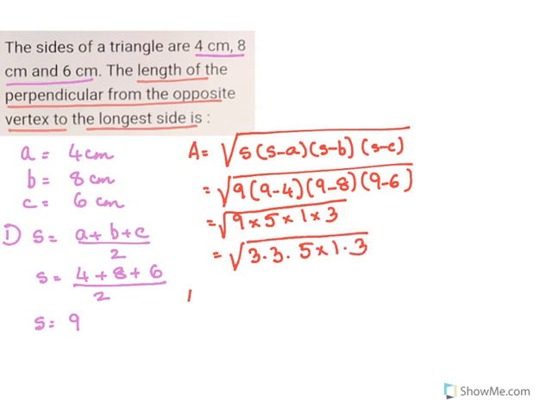Now it's time to make groups. So area: a group of 3 3 will come out as 3. What remains inside is 5 and 3, which is 15. So area equals 3 under root 15.